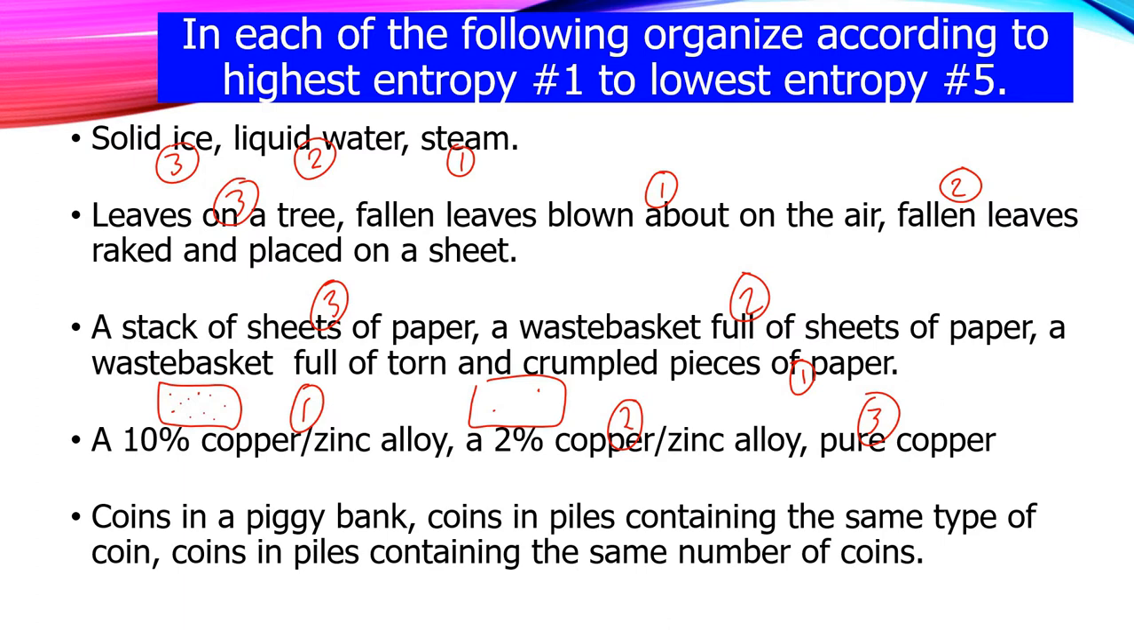So we've got a bunch of coins. We have coins in piles containing the same number of coins. They're the same type of coin and the same number of coins. So they could be different types or different numbers. That would be 3, the most ordered, right? So that would be 3, yep. And then would the coins in a piggy bank be 1? Actually, this would not be the most disordered, that would be the most ordered, right? That's what we're doing. Most ordered, so 3 would be the most. And then 2, and then 1. Okay, we good?